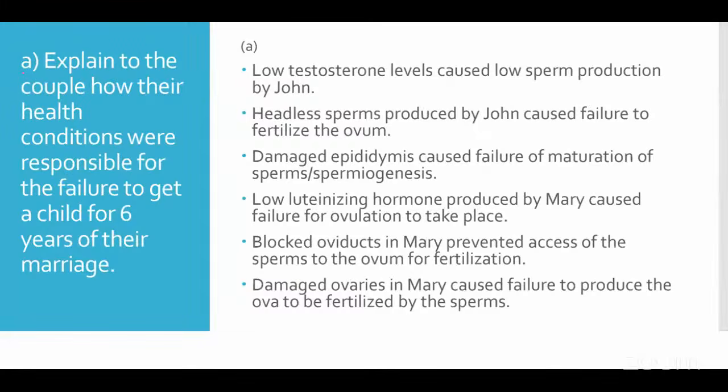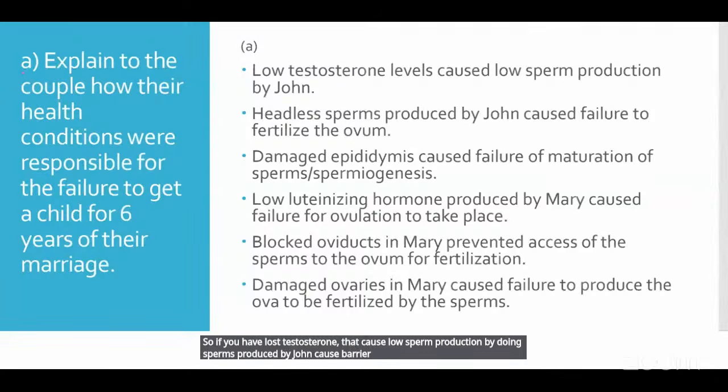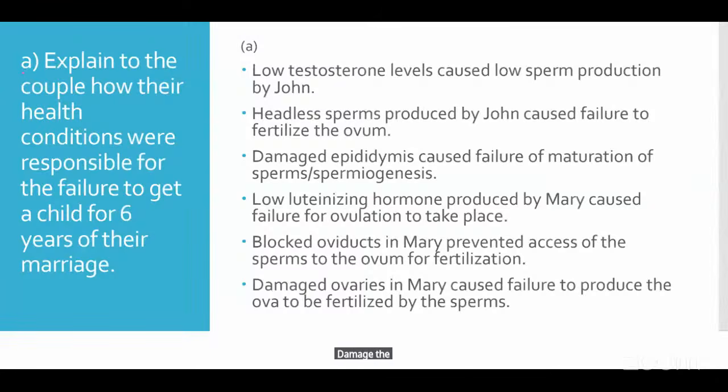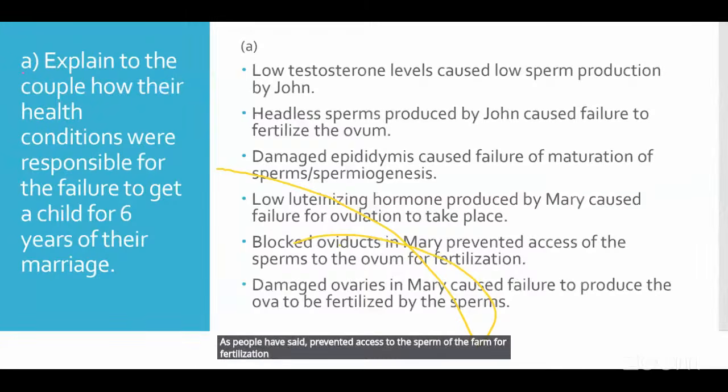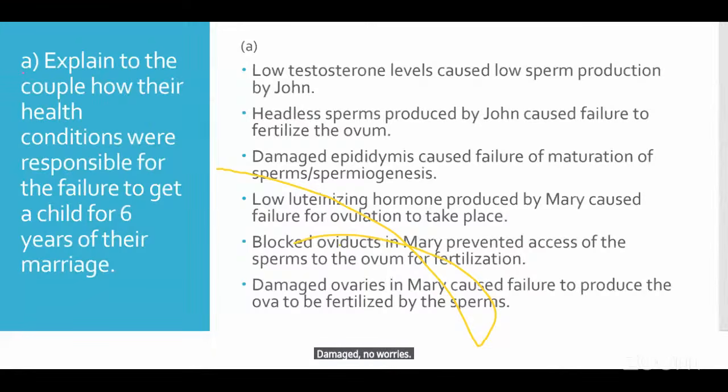So if you have low testosterone, that causes low sperm production by John. Headless sperms produced by John cause failure to fertilize the ovum. Damage to the epididymis causes failure of maturation of sperms, or spermiogenesis. Low luteinizing hormone produced by Mary causes failure for ovulation to take place. Blocked oviducts, as people have said, prevented access of the sperm to the ovum for fertilization. Damaged ovaries in Mary cause failure to produce the ova to be fertilized by a sperm.